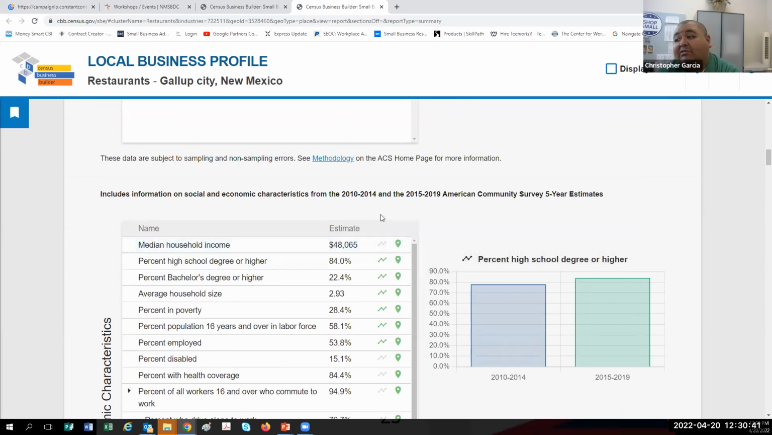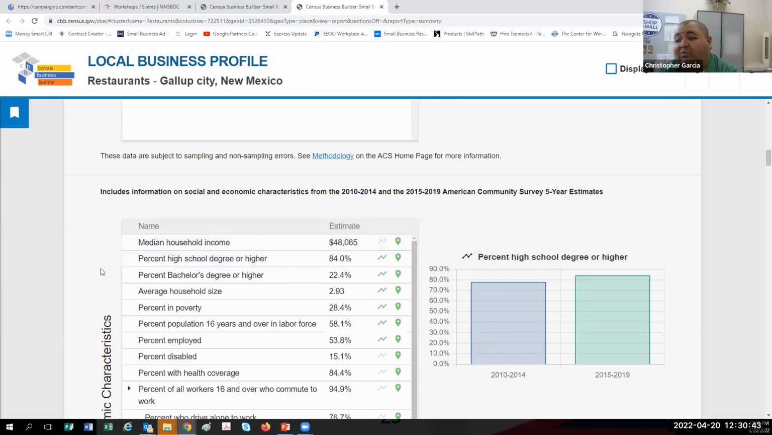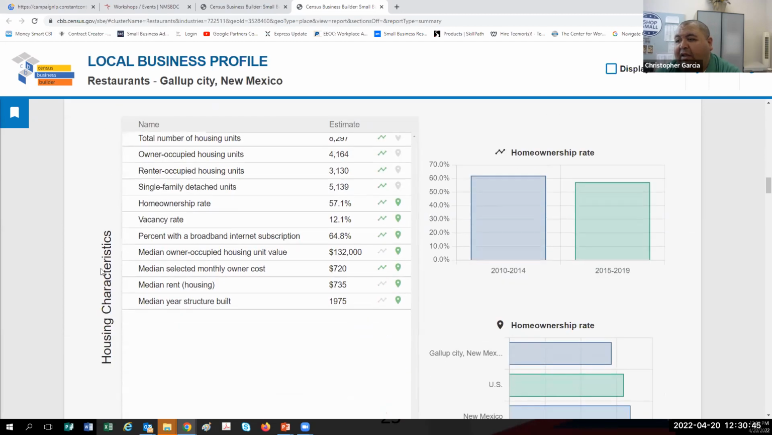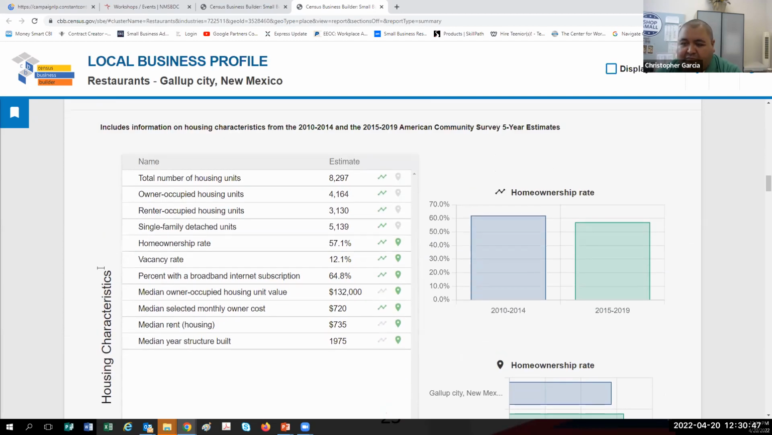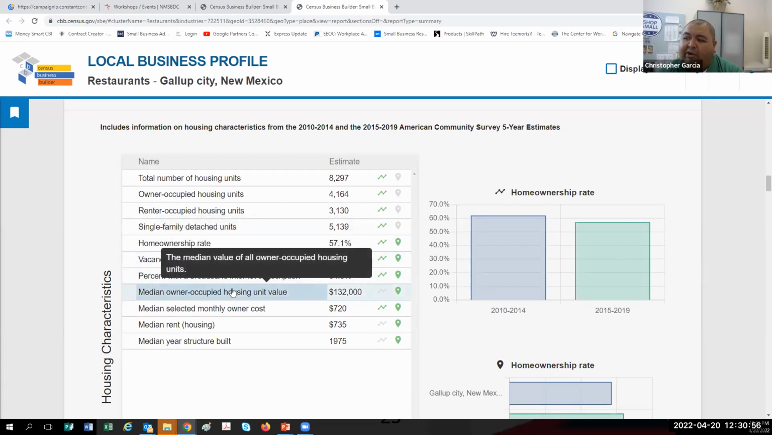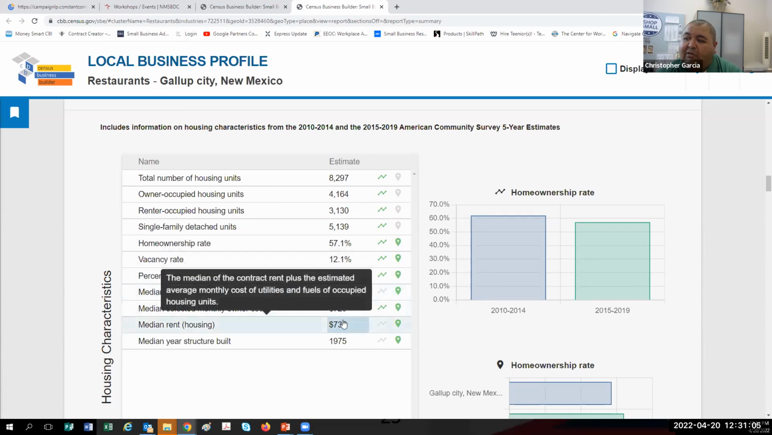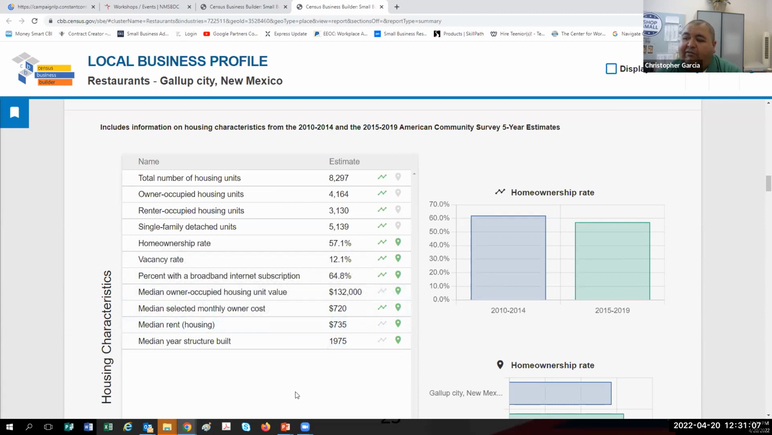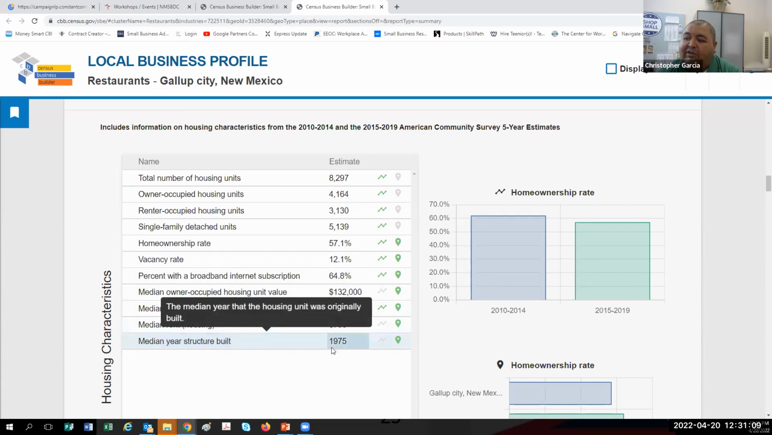That's not to say a business won't work in that area. You just might have to do more research about it. Then for all of my tradespeople on the call, contractors, plumbers, here's the housing characteristics. So the price of a median owner-occupied housing unit is 132,000. That's a great deal for a town like Gallup, actually. The median rent is 735, very reasonable, and the average year that a structure was built is 1975.